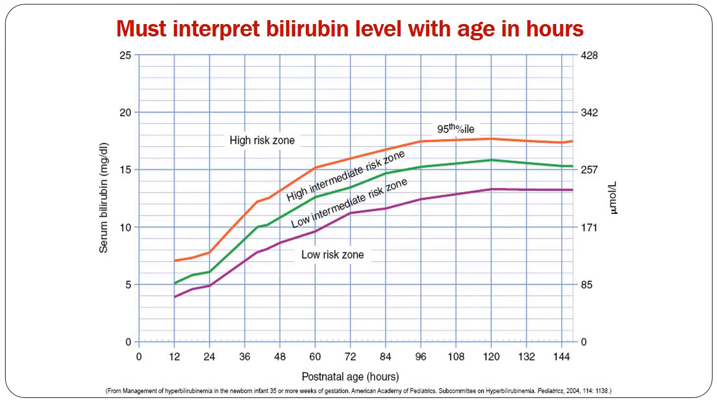So what we do is that we'll draw blood and check the baby's bilirubin levels. There's also little bilirubin meters that are used, but you'll see that we have to interpret the bilirubin level with age in hours. And this just shows you the zones of where the babies are at risk or not at risk based on the level. If they are at high risk, then they need to go under phototherapy.